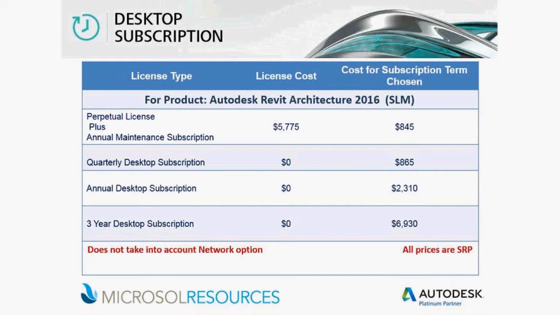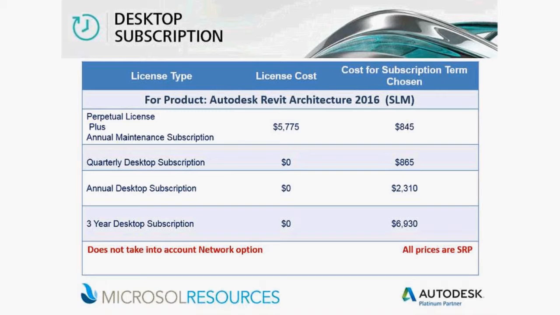So here's the dollars and cents chart. Okay, so we're going to spend a minute on this chart here. Let me let you take it in. This chart is an example of Autodesk SRP pricing for standalone software, not taking into account network options. Let's just keep it simple for an Autodesk Revit Architecture product.